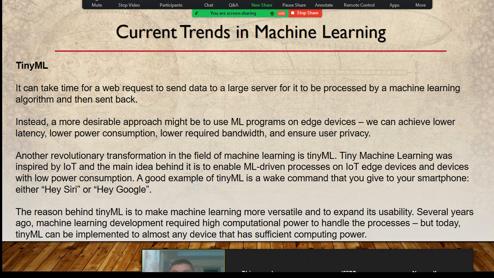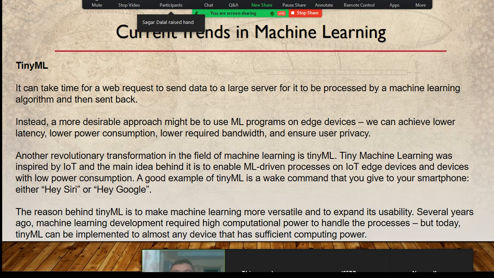Another revolutionary transformation in the field of machine learning is TinyML. Tiny machine learning was inspired by IoT, or the Internet of Things, and the main idea behind it is to enable machine learning driven processes on IoT edge devices and devices with low power consumption. A good example of TinyML is a wake command that you give to your smartphone, either Hey Siri or Hey Google. The reason behind TinyML is to make machine learning more versatile and to expand its usability.